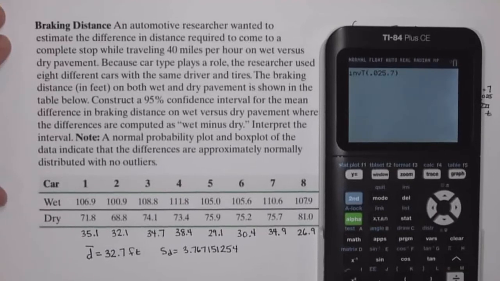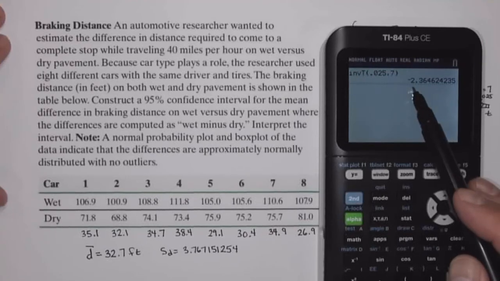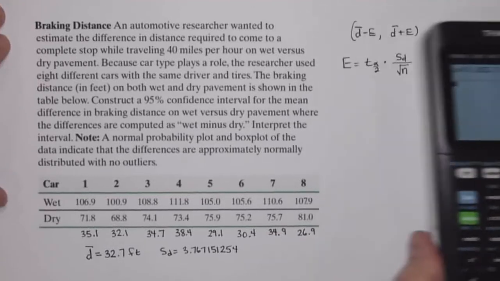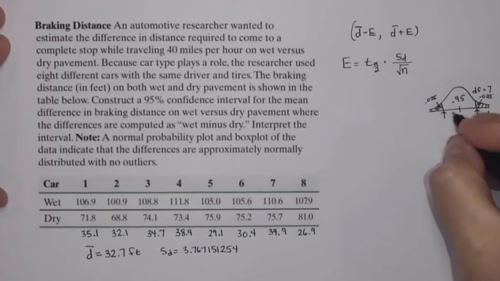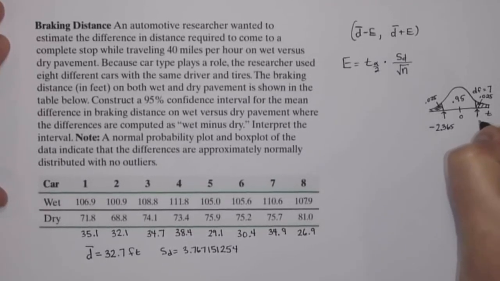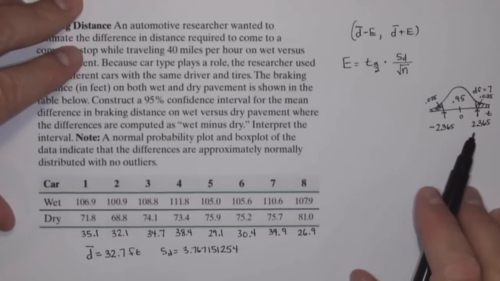If I paste that, here's my command, and so I get a critical value of approximately negative 2.365 if we round to 3 places. So that is this value here. Negative 2.365 is this value, which means this value is positive 2.365. So our critical value is 2.365.